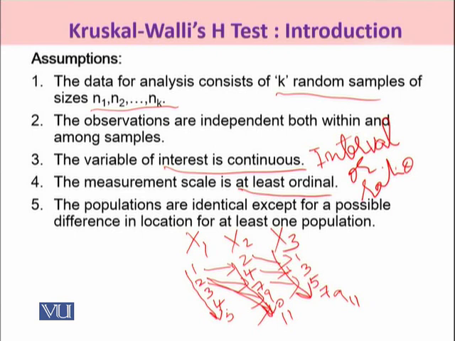And lastly, the populations are identical in their shape. We are assuming that their shape is almost the same. That means they are identical to each other, except there is a possibility of a difference in location for at least one population. Otherwise, as far as the shape is concerned, the populations are somewhat identical to each other. They are just different as far as the locations of those populations are concerned.